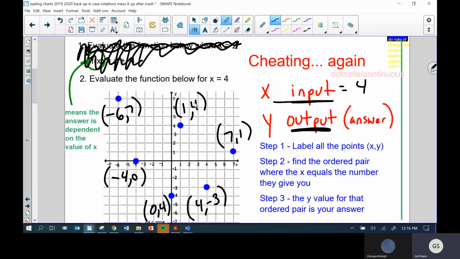Label every point. Again, this is if you're struggling. I won't grade you based on doing this. If you know the answer without doing all of this, that's fine. So next, find the ordered pair where x equals the number they give you. Well, they gave us a 4. They said x equals 4. That's what it means in step 2.